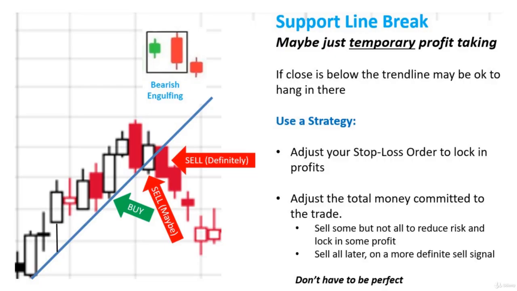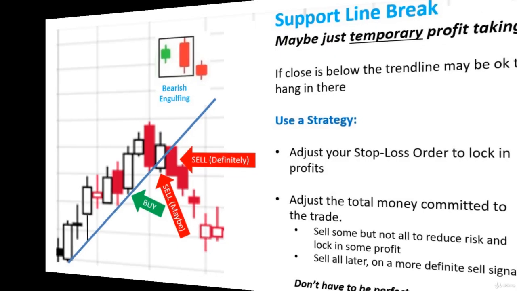And maybe we already took out some profits at the sell maybe, and then we took the rest out at the sell definitely. But if it had turned and gone the other direction, then we still have some money in, and we could keep riding that trend. And again, with all this, you don't have to be perfect, right? You want to start using strategies to help lock in profits, so you don't have to be perfect on all this. You just have to be kind of smart about it.